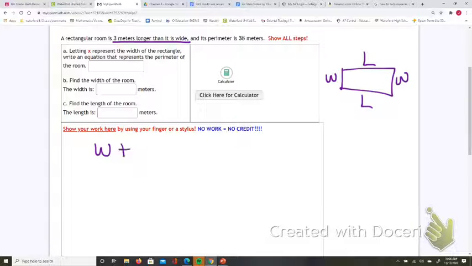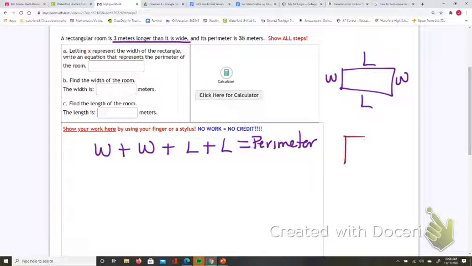So W plus L equals perimeter. Remember that the perimeter you have to add all the way around. Okay, now we're going to draw a new rectangle and instead of W, we're going to use X to represent the short sides. Now, the long side, it says it's 3 meters longer than it is wide. Okay, well, a lot of people want to put 3 here, but it didn't say that the length is 3.